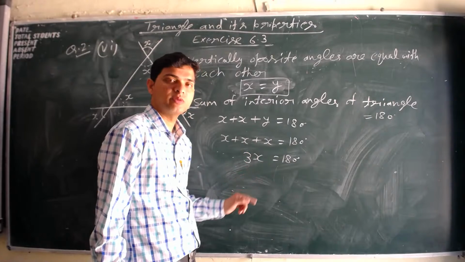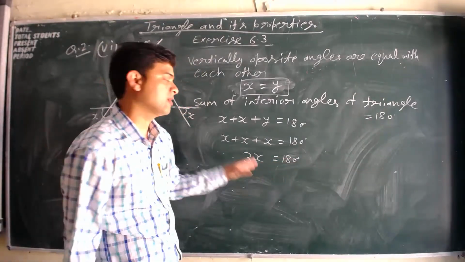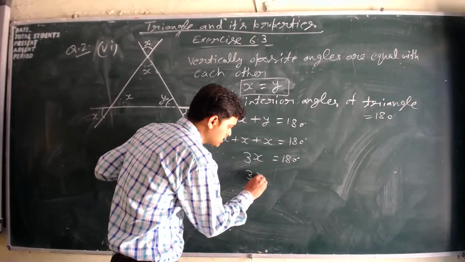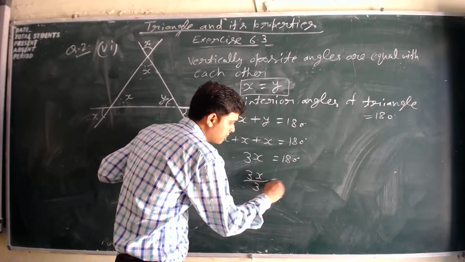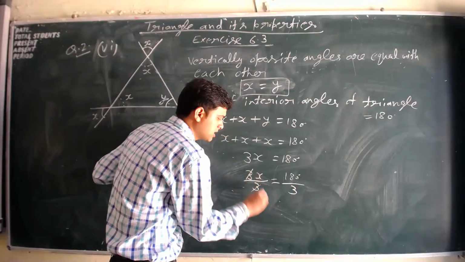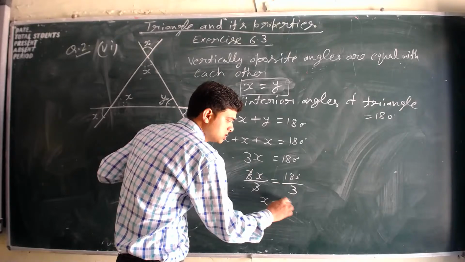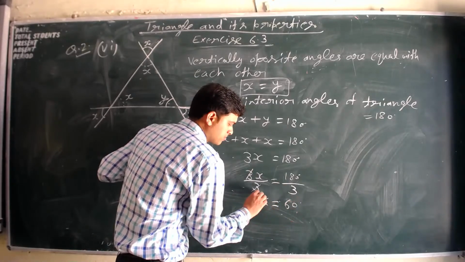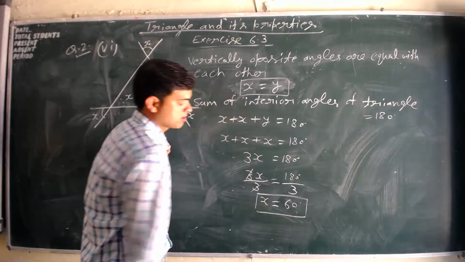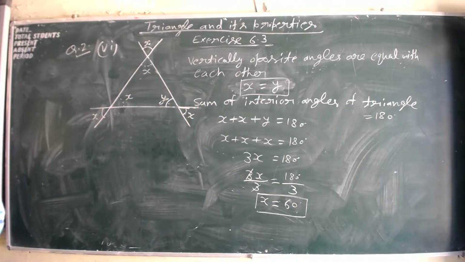For this we have to eliminate 3. So both sides of this equation divide by 3. So 3x divided by 3 and 180 divided by 3. 3 से 3 cancel out हो जाएगा, is equal to x. 180 divided by 3, that is equal to 60. Okay, that's your answer. Answer of this sixth part.